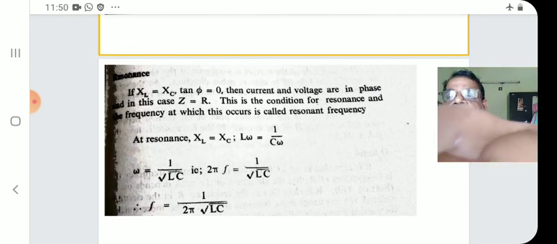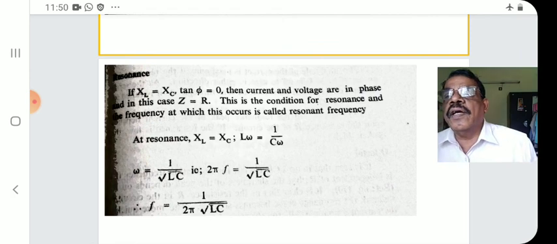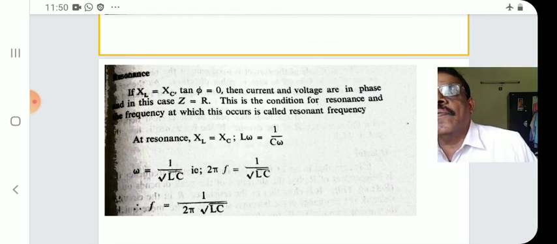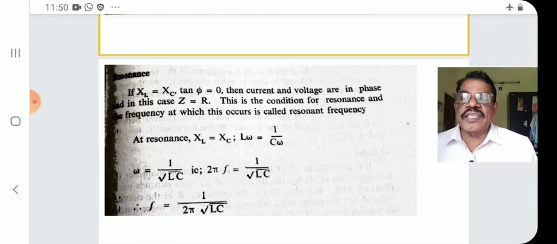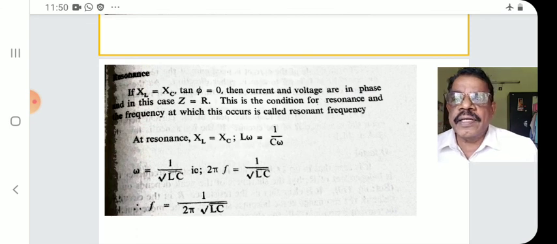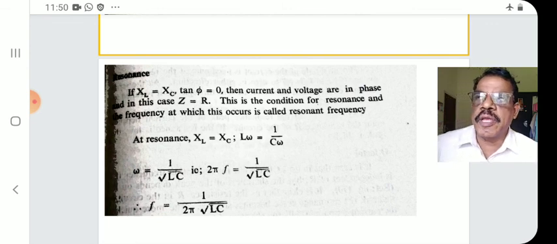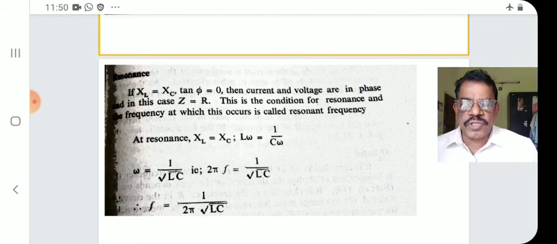And there is a case, we are writing the resonance condition. There is a case known as resonance of the circuit. Resonance means the current in the circuit is maximum. For a given frequency, if current in the circuit becomes maximum, that condition is called resonance.